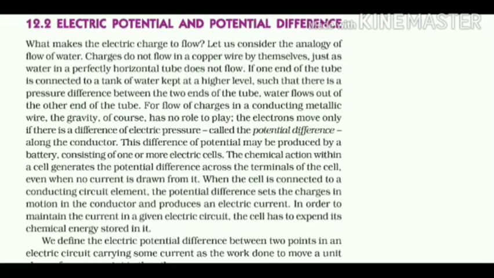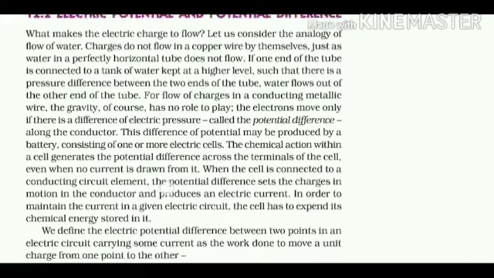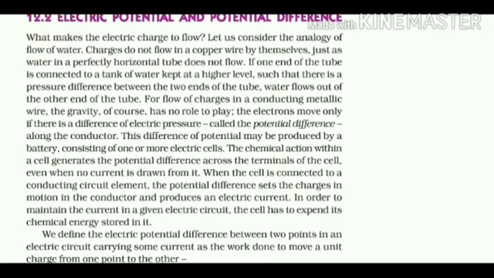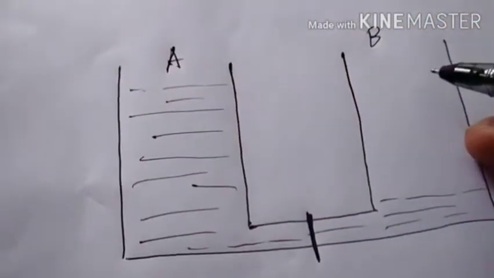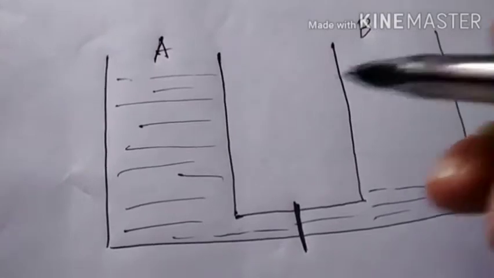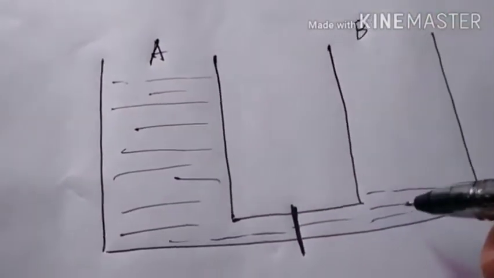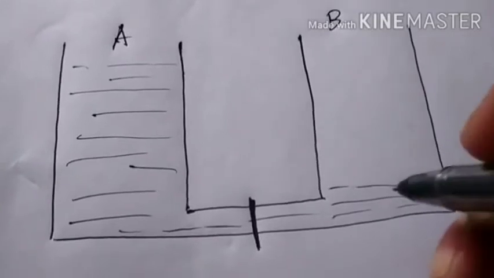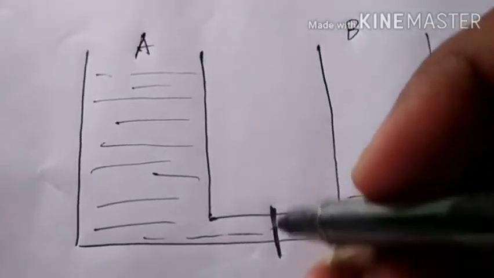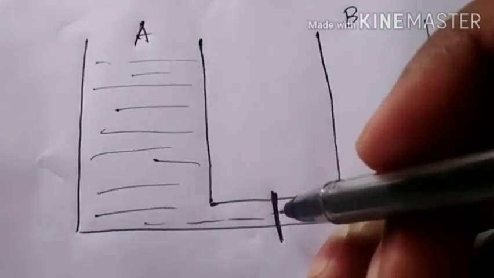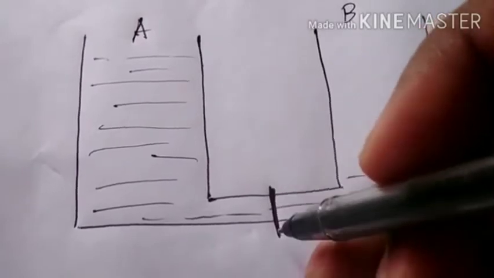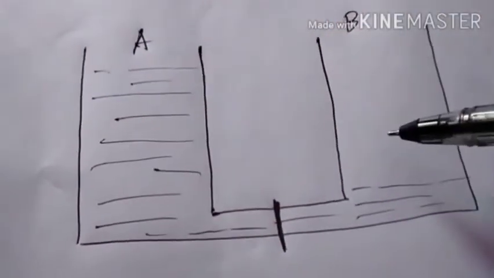That we'll be discussing. For that, we'll go through an analogy of flowing water. See how the analogy helps us define electric potential and potential difference. You can see here there are two beakers: this is beaker A, and this is beaker B. The first beaker is full of water, and the second beaker has a water level up to here. These two beakers are connected to each other from the bottom, and we have a stopper such that the water from A cannot flow to B.